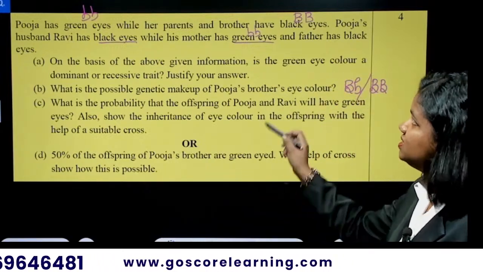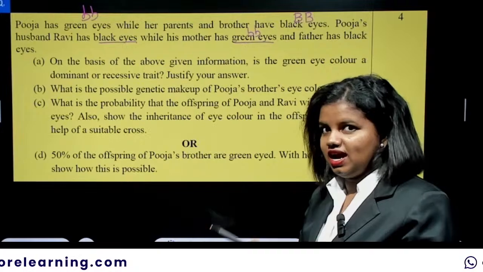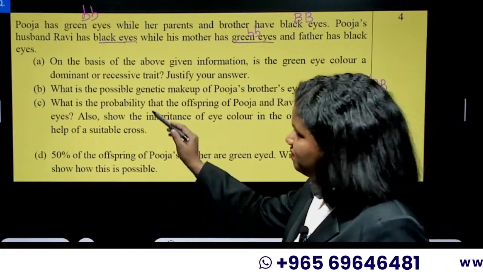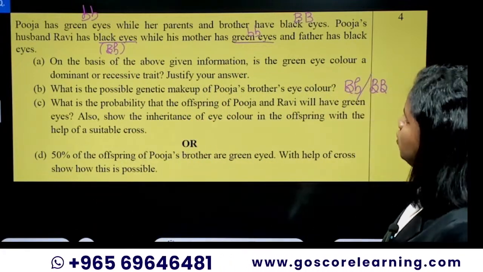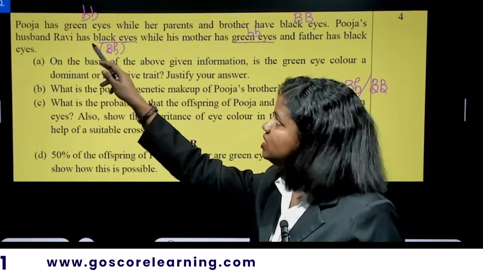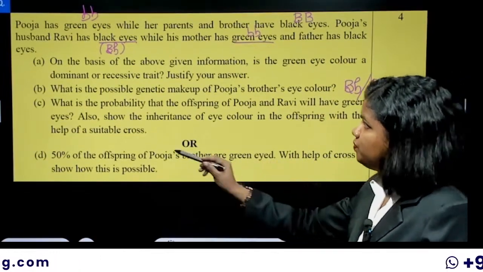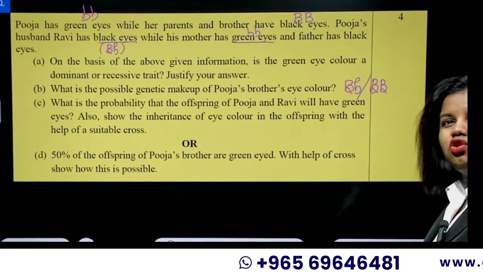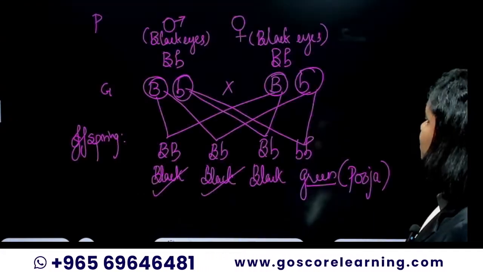Let it be capital B small b or capital B capital B. Anyway, we can be sure that since one parent is homozygous recessive, the child with black eyes has to be capital B small b. So Ravi has black eyes, which is capital B small b. That's what we can conclude from that. Now we know the genetic makeup of Ravi as well as Pooja. Pooja is homozygous recessive and Ravi is heterozygous here. So we need to find the probability that offspring of Pooja and Ravi will have green eyes. We need to find the cross between Ravi and Pooja, and show the inheritance of eye color in the offspring with a suitable cross.